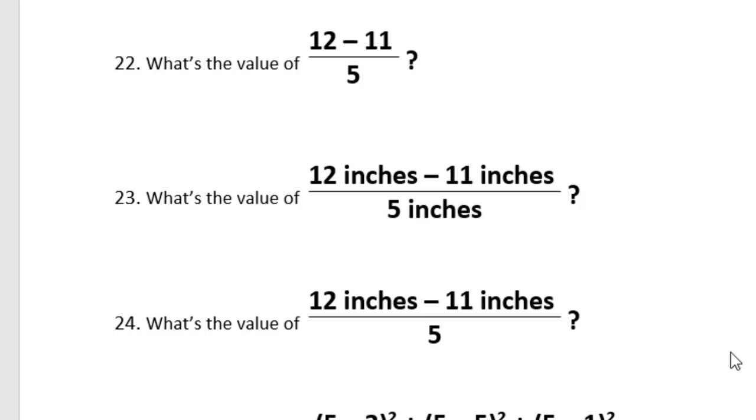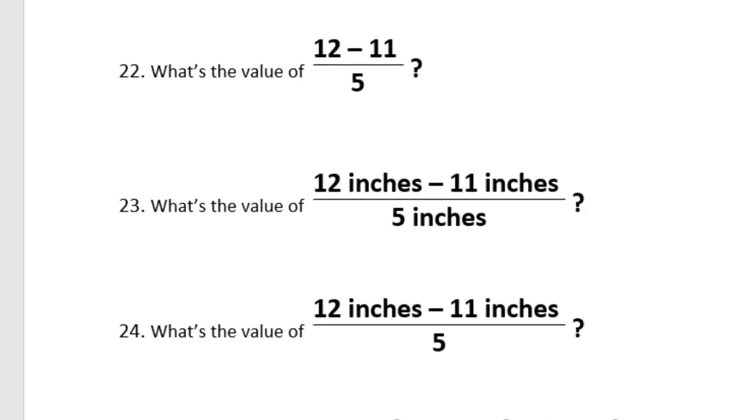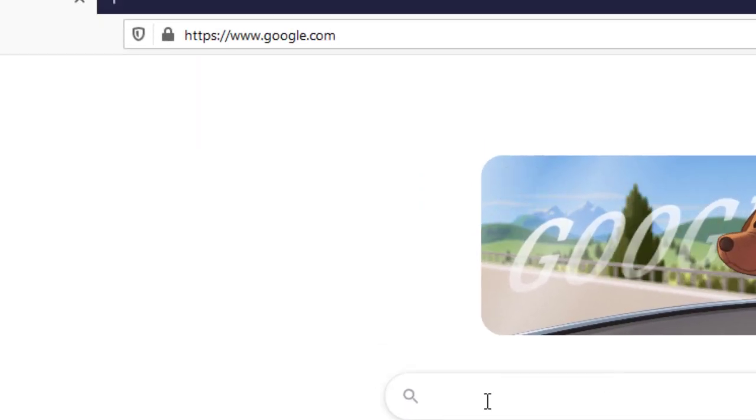And you'll see the strengths and also some of the limitations that Google, for example, has in doing these kinds of problems. So let's do this first one here. 12 minus 11 over 5. Now, we worked this one earlier. We know it's 1/5 or 0.2 as a decimal. So let's go over to Google and let's put that in.